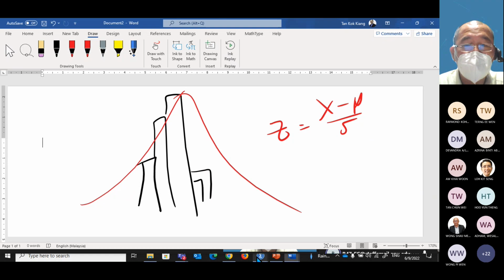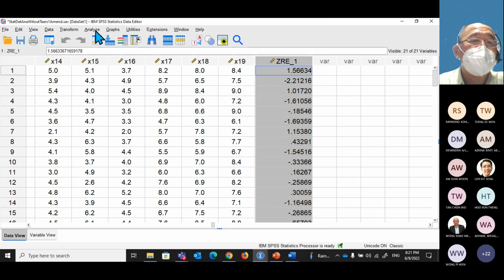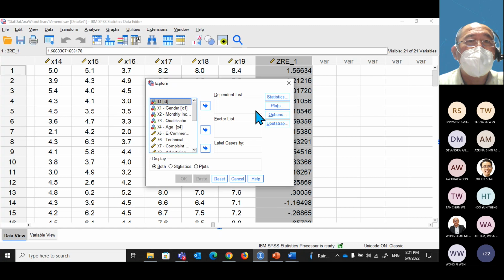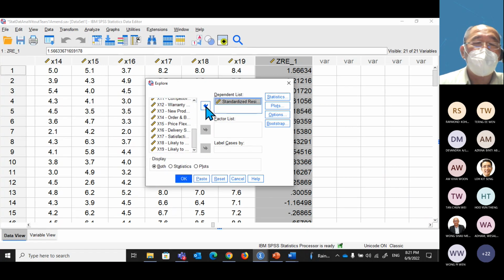We see now: analyze, explore. Now we want the standardized residual, the Z residual. You click here, both. Both means you see the diagram and also the statistics. So we can see both to determine whether the data is normal or not normal.